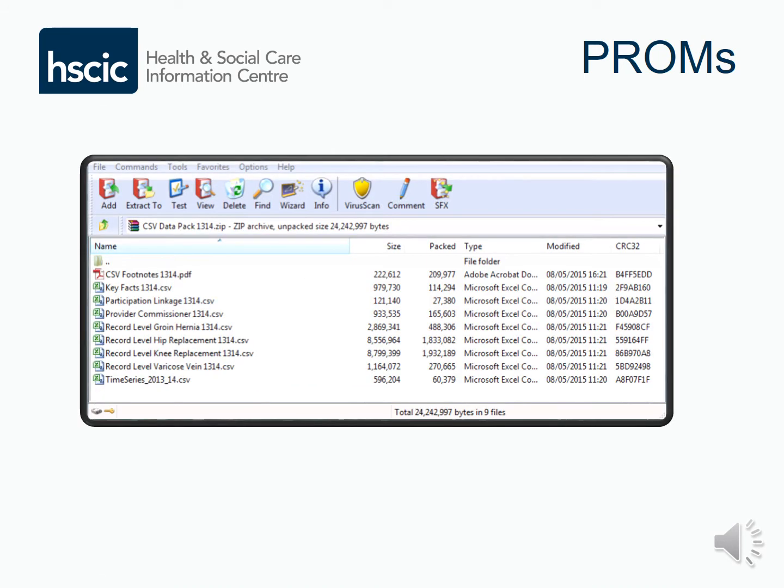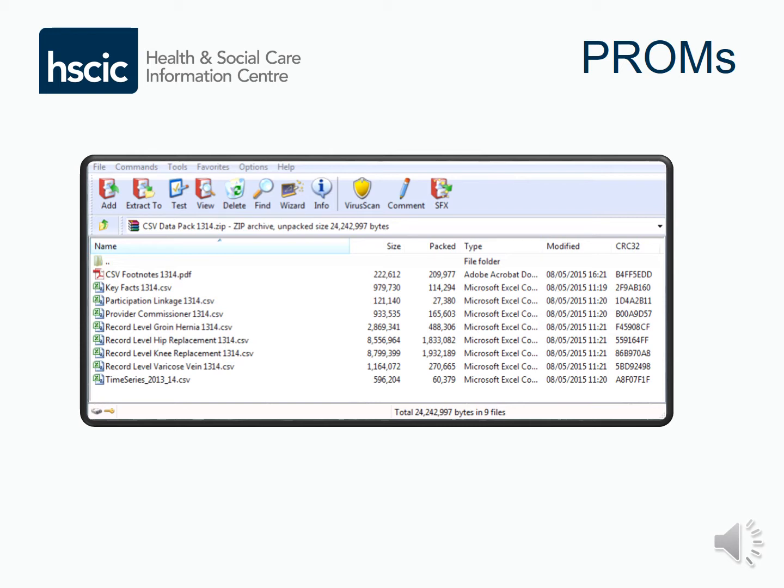We publish two kinds of data within the CSV Datapack. Firstly, data which has been aggregated and suppressed where necessary to ensure that people aren't identified from what we publish. Second is record level data, with identifiers and almost all demographic characteristics removed. Again, this ensures that people can't be recognised from what we publish. As a further safeguard, we only publish record level data if a minimum number of patients share exactly the same characteristics, another safeguard against re-identification.